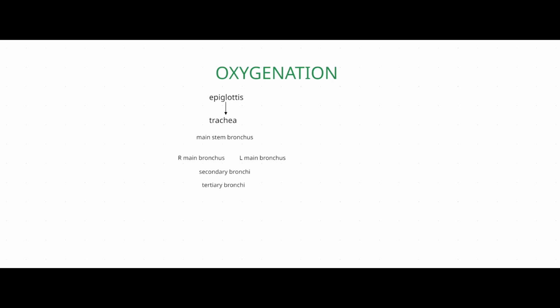So what do all of these structures have in common, do you think? The trachea, the main stem bronchus, the right and left bronchus, all of the secondary bronchi, tertiary bronchi, and bronchioles. What do they all have in common? Any idea? What do we consider them all as? What are they part of? Say again? Yes, the respiratory system. What else?